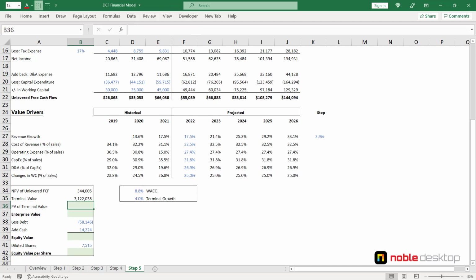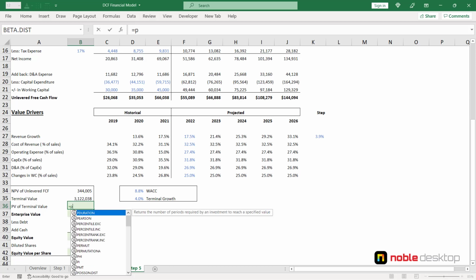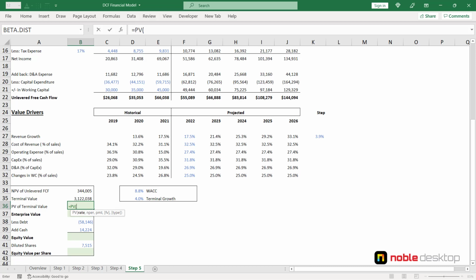Now I want to convert my terminal value into the present value, and I'm going to use the PV, present value function of Excel for that. My rate will be again my WACC. My number of periods is 5 years. My payment is 0. And my future value is my terminal value located in the cell B35. I am happy with the formula. I'm going to click enter, and I just received a present value of terminal value.